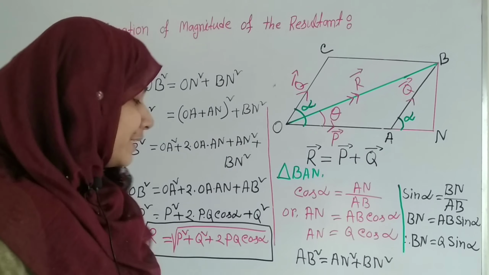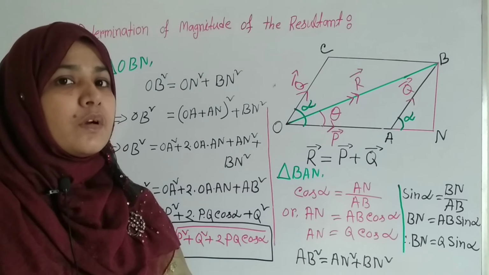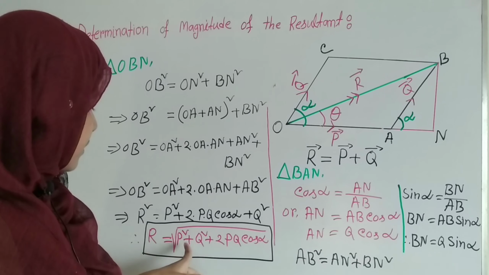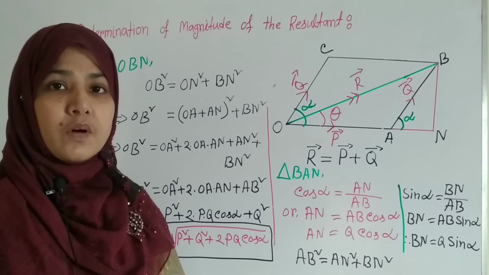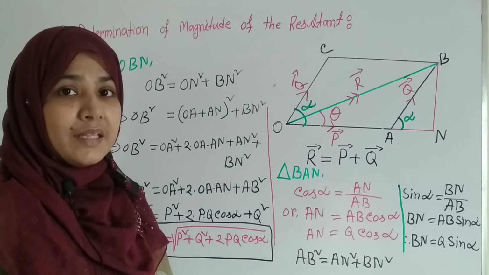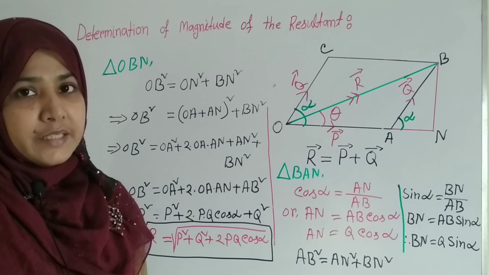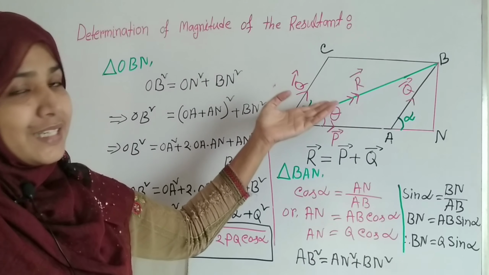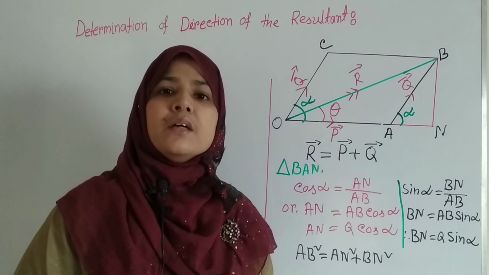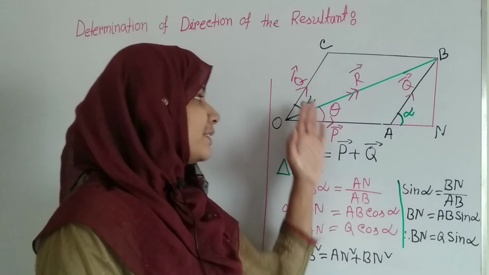So by using this formula we can easily identify the magnitude of resultant R, that is R equals to root over P square plus Q square plus 2PQ cos alpha. Now it's time to determine the direction of vector R, that means in which direction the resultant will act.